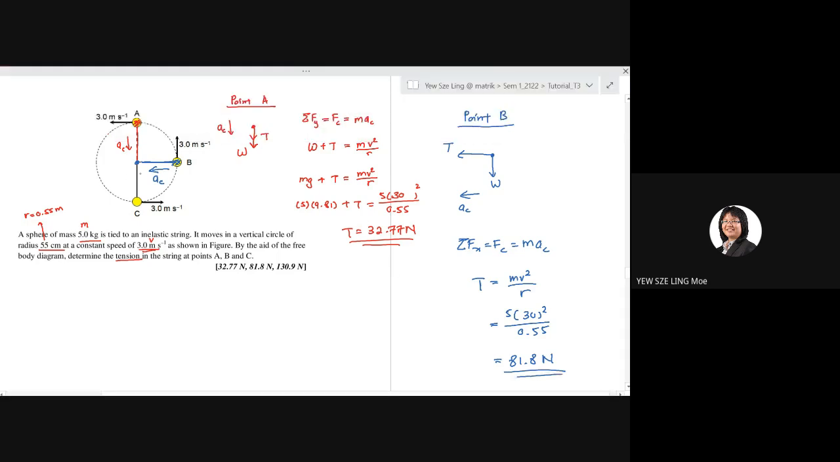Then how about tension at point C? Okay, so at point C, again, we need a free body diagram. So free body diagram. Now, point C, again, it is a sphere and it comes with a weight. Therefore, weight is going down. But then according to the diagram, now yes?